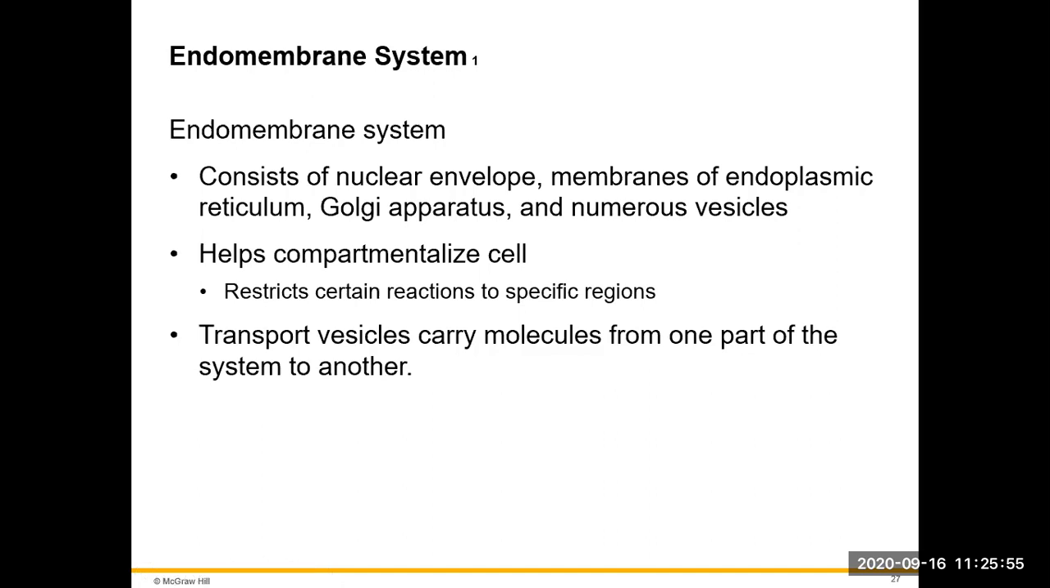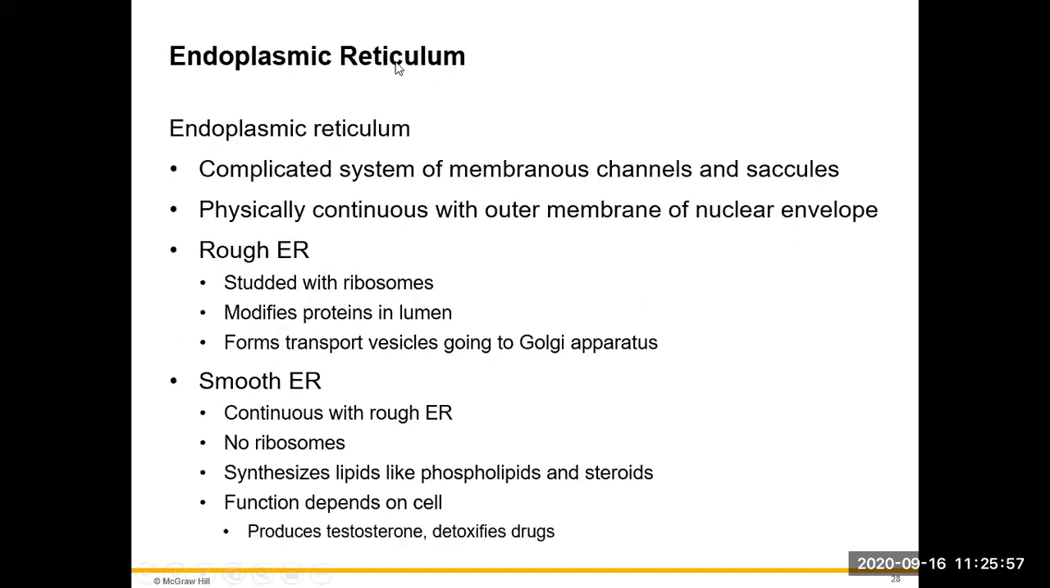That is the endomembrane system. The endoplasmic reticulum is a very complicated system of membranous channels and saccules. Saccules are just sacs within a cell. They might carry protein, carbohydrate, anything that the cell needs. It is continuous with the outer membrane of the nuclear envelope, and it has two forms, the rough and smooth.